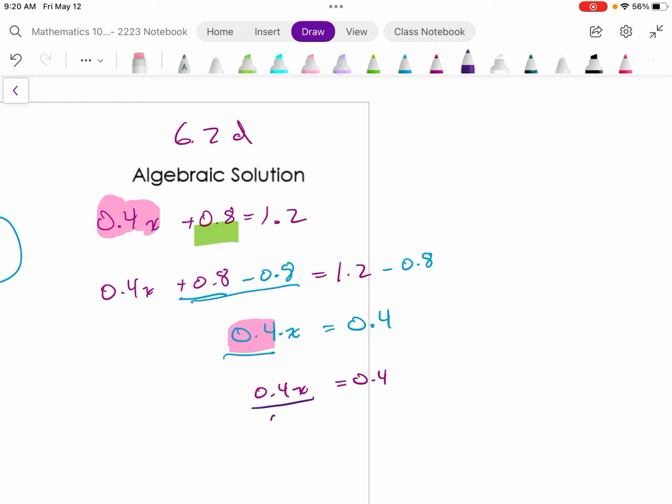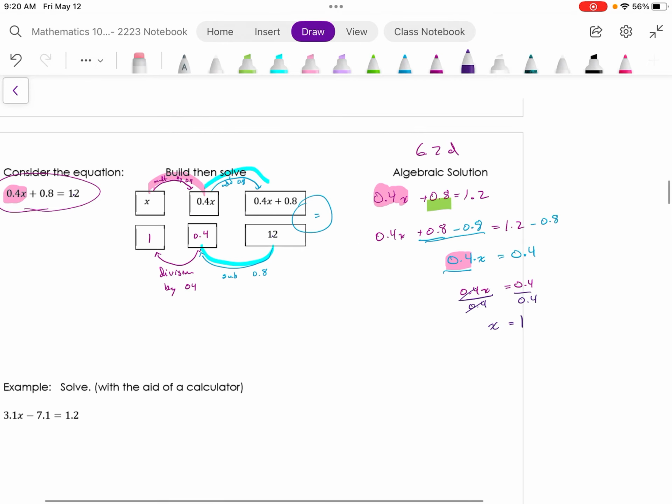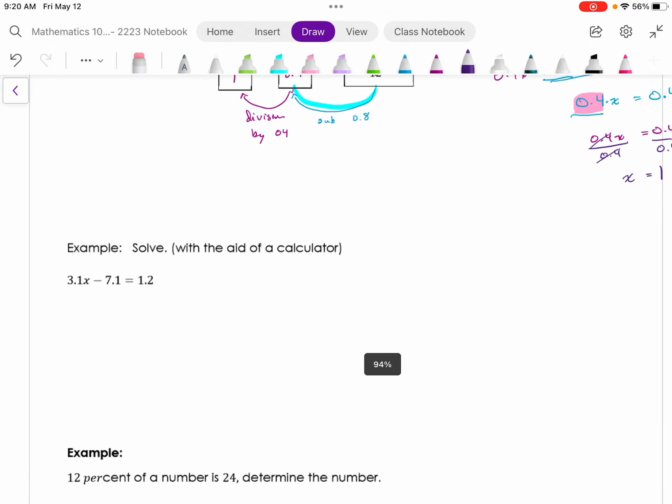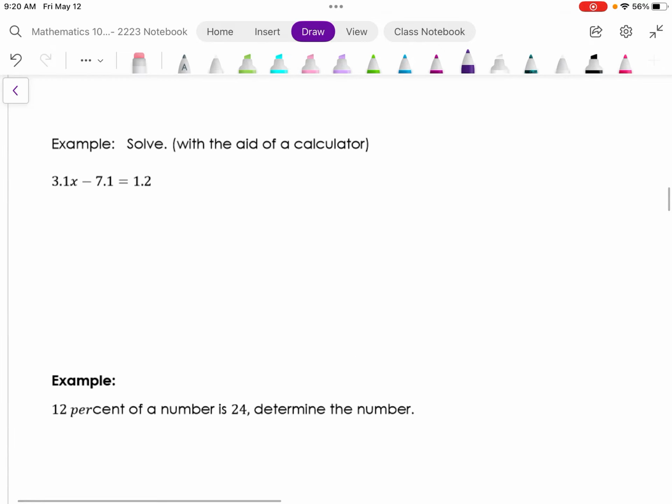And if you notice, I'm just recopying the above step and dividing by 0.4. On the left-hand side, we have a factor of 0.4, which I can cross out, which just leaves me with x. 0.4 divided by 0.4, we know as 1. So I hope you're getting comfortable with the algebraic ideas. I need to isolate x, and then you do everything in your power to do it.